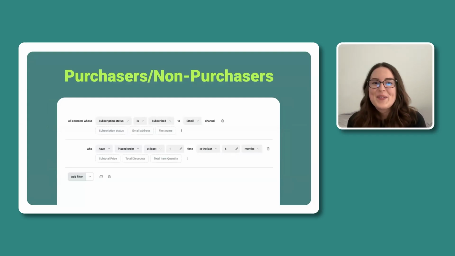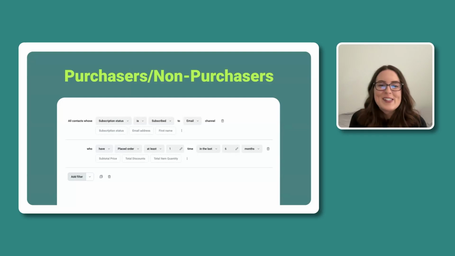And then from there, we have purchasers and non-purchasers. So here's a standard template. As you know, you add your filter: have placed an order at least one time in the last 6 months. My favorite opportunity that I always share with customers is, okay, we can use placed order, but we can also utilize the data about exactly what product they purchased. What category did they purchase from?